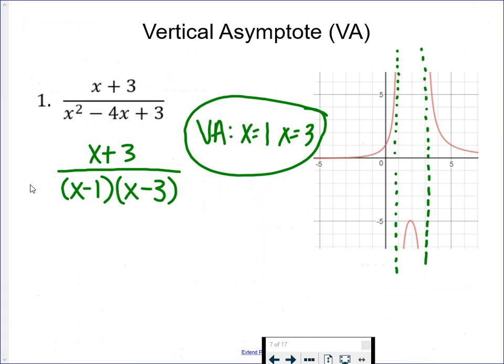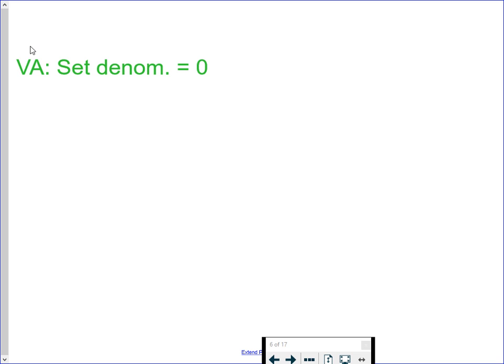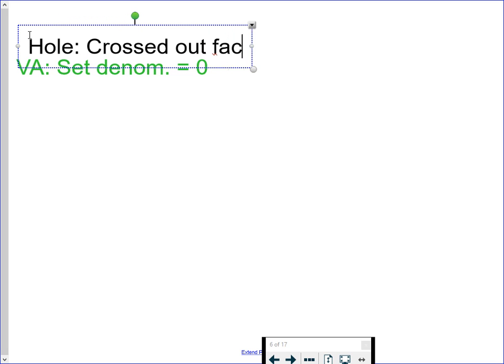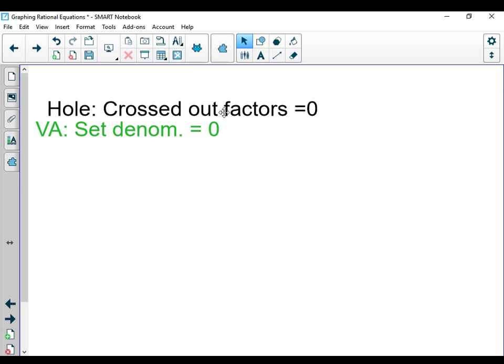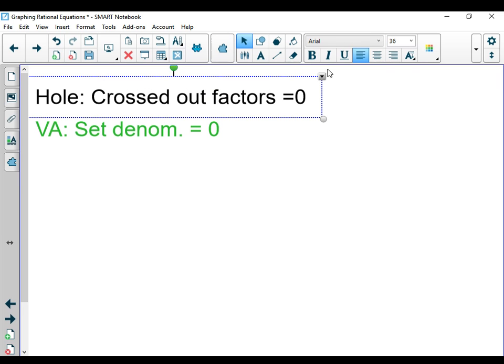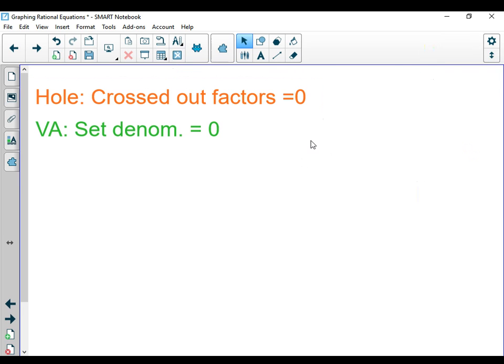Let me go back to my one cheater here. Whoa, there we go. So notice how I bumped that one to the top. Because if I cross something out before, that's what I'm going to do. And then what's left over is the possibility of a vertical asymptote. Okay?